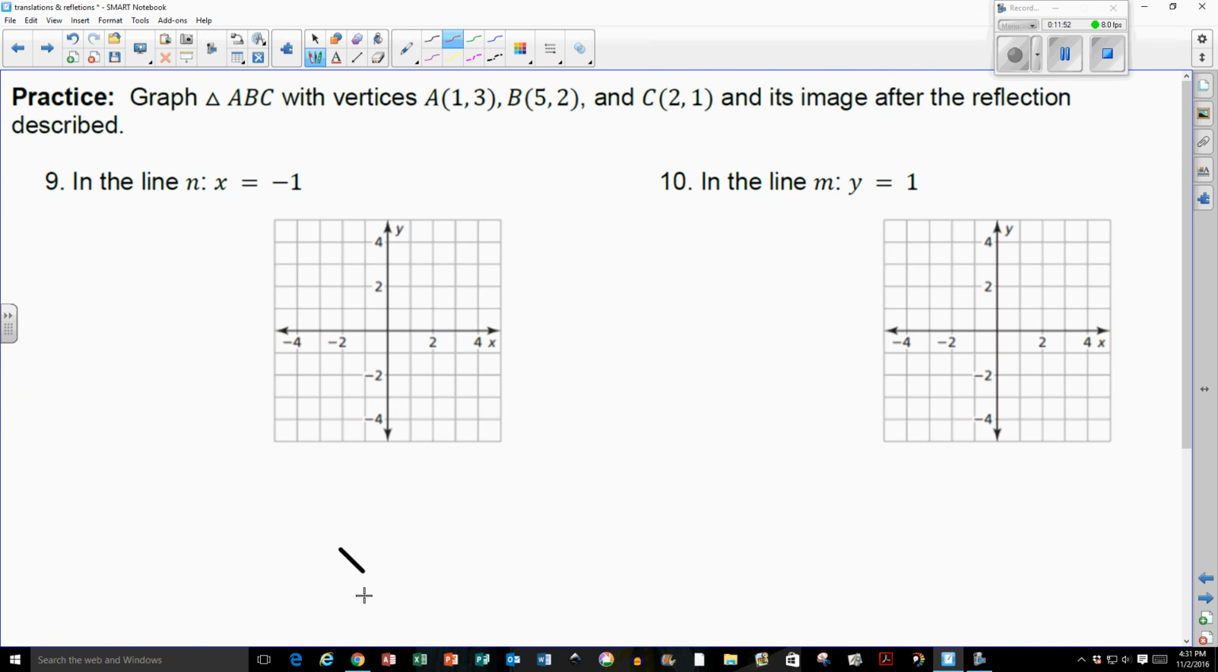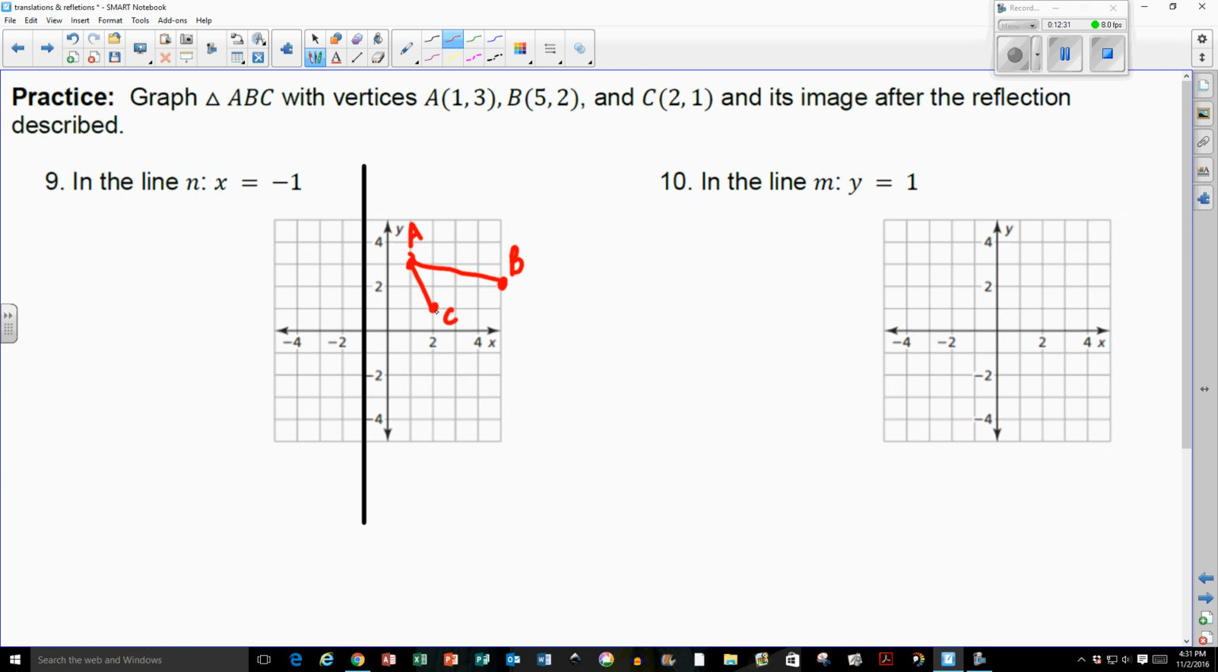Okay. And then, of course, you may not always be flipping over just a line that's the XY axis or the parent function. Sometimes you may actually be flipping over an actual line. So, for example, x equals negative 1. So I go to the negative 1, and I want to draw a line that goes through negative 1. Now, if I plot these points, A is at 1, 3, B is at 5, 2, and 2, 1 is my point C.